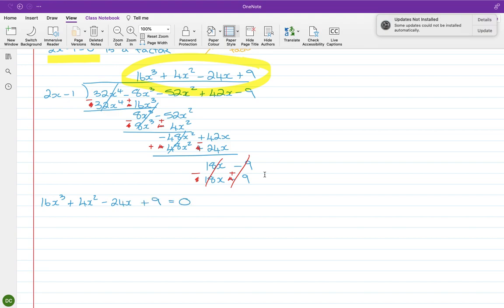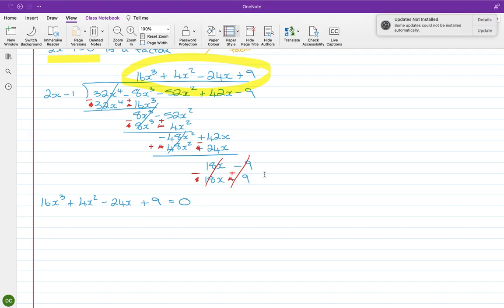Now, I put this as a note because we only did whole number factors. We only did a whole number root yesterday. But the fact that the original root here was a half, it's very likely that it's also going to be a half as a root here.